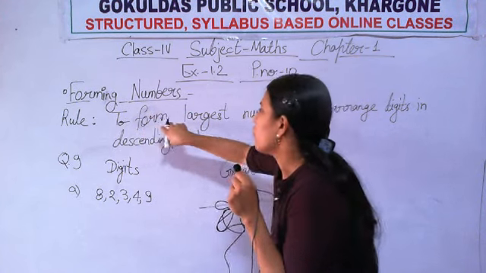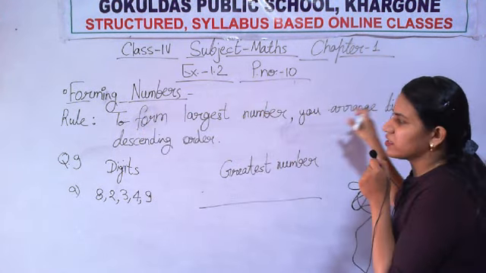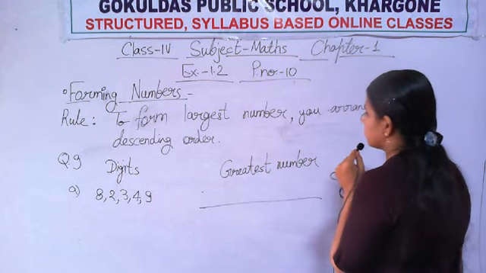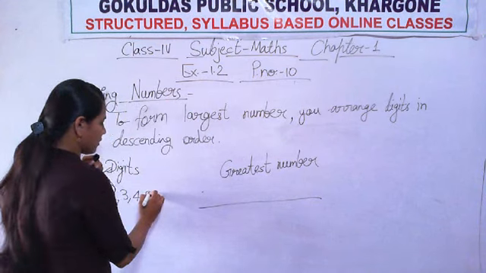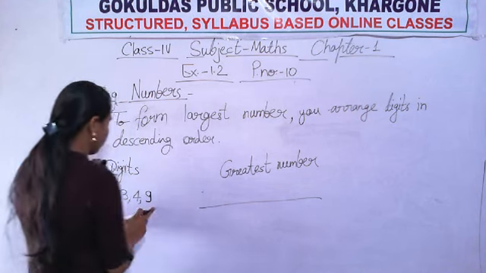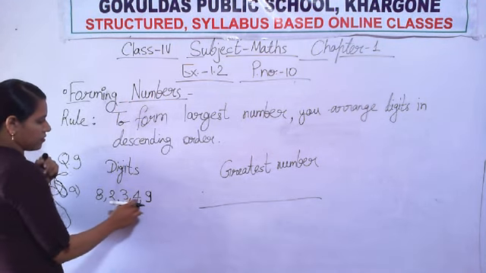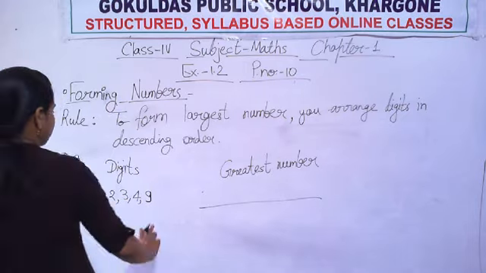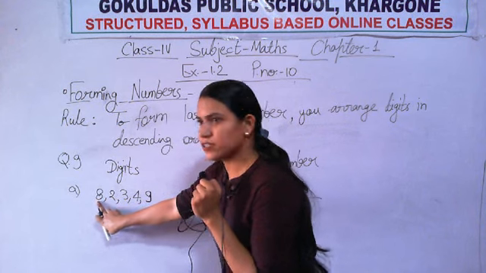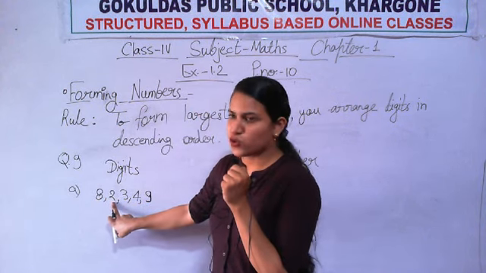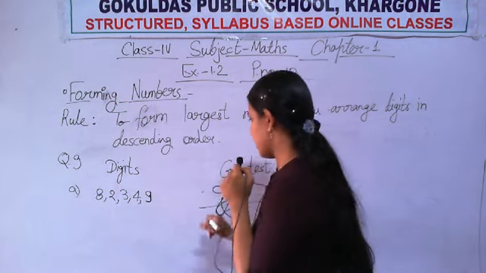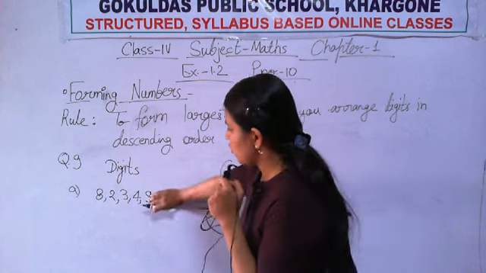So what is the condition to form the largest number? You arrange the digits in descending order. So in descending order we write the largest or greatest number at first. Among these, which digit is the greatest? Is 8? No. Is 2 the greatest? No. Then which one is the greatest? 9. Right. 9 is the greatest. So write 9.